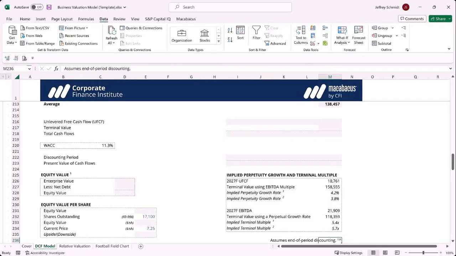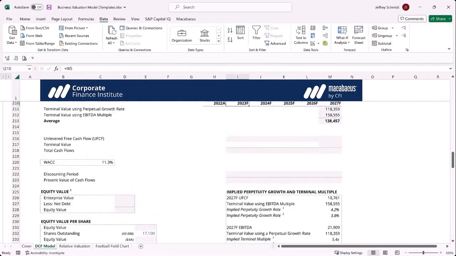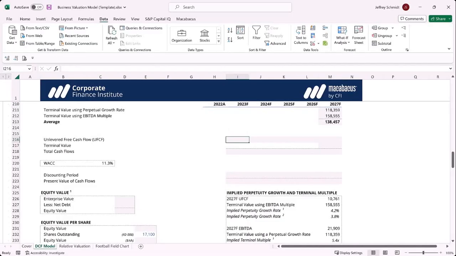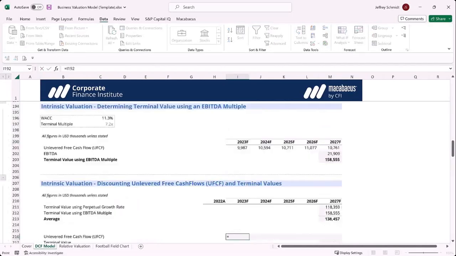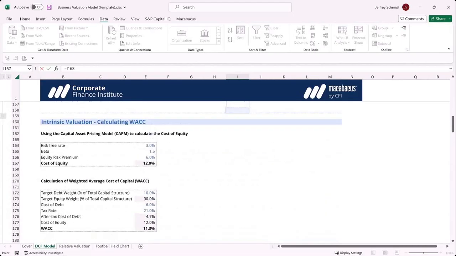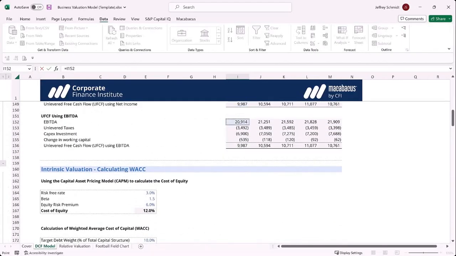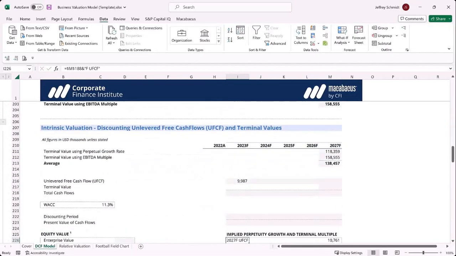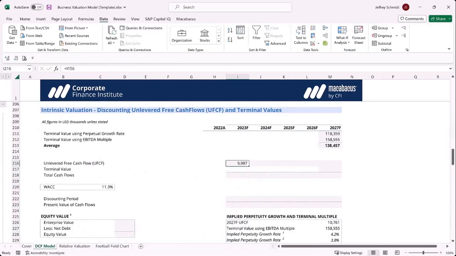Okay, let's walk through this together. First step is we need to pull in our unlevered free cash flows. It doesn't really matter which method we use. We can pull it from one of these terminal value calculations, or we can pull it from our unlevered free cash flow calculations up above. So I'm just going to pull it from the EBITDA schedule. Again, they all match. And we'll fill that to the right.